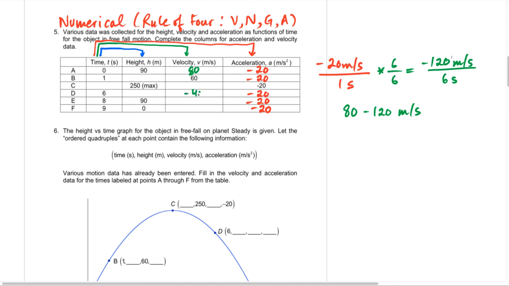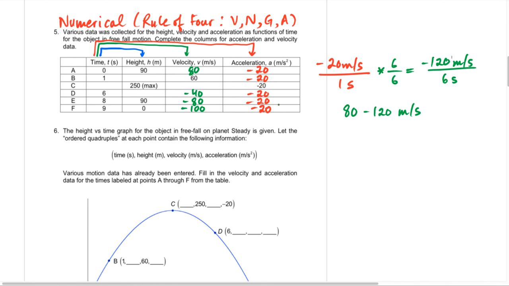negative 40 here. And similarly, we lose another 2 times negative 20 meters per second going from point D to point E, which is a loss of another 40 meters per second for a total of negative 80 meters per second. From point E to F, 1 second elapses, so we lose only one 20 meters per second amount, giving us a velocity of negative 100 at point F.